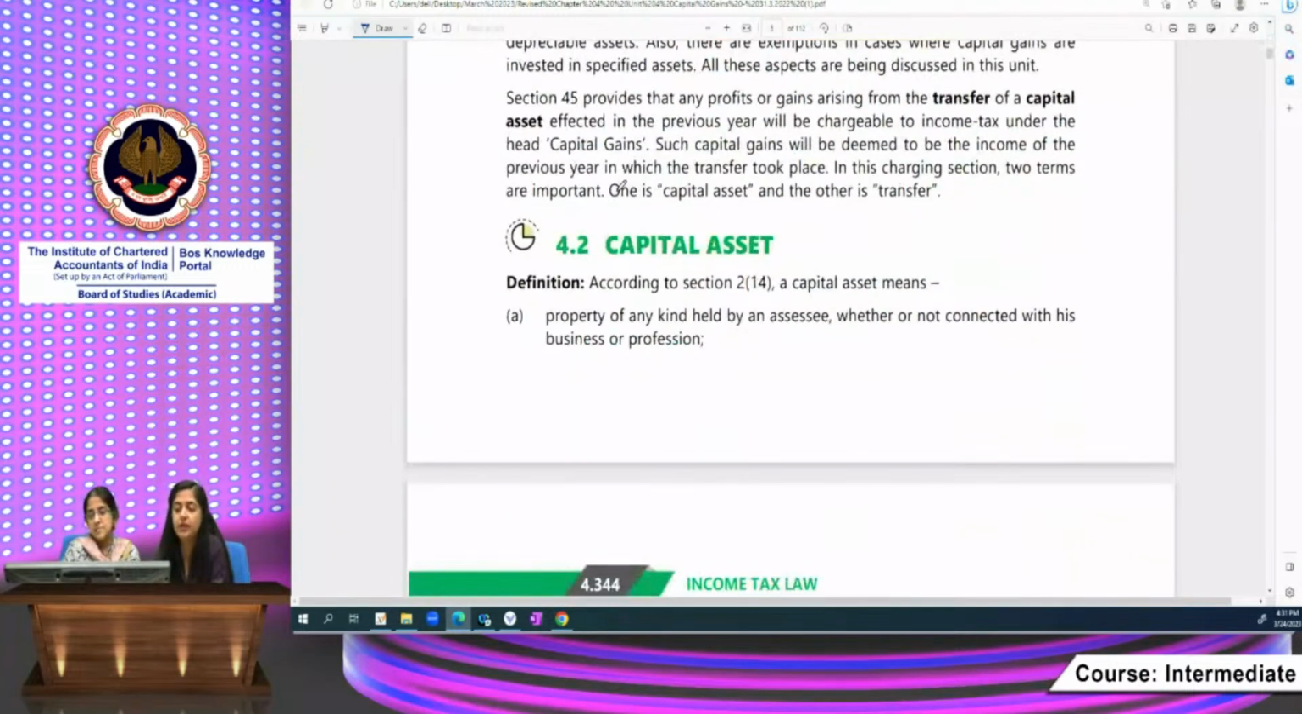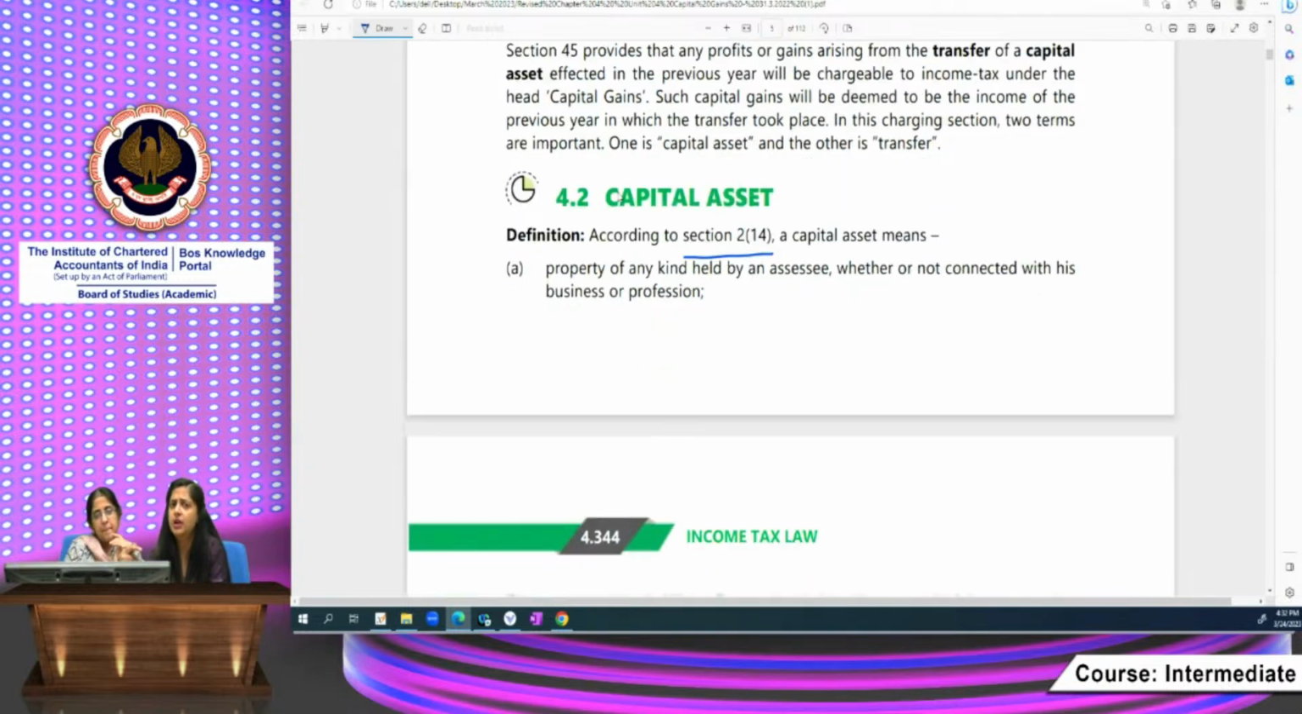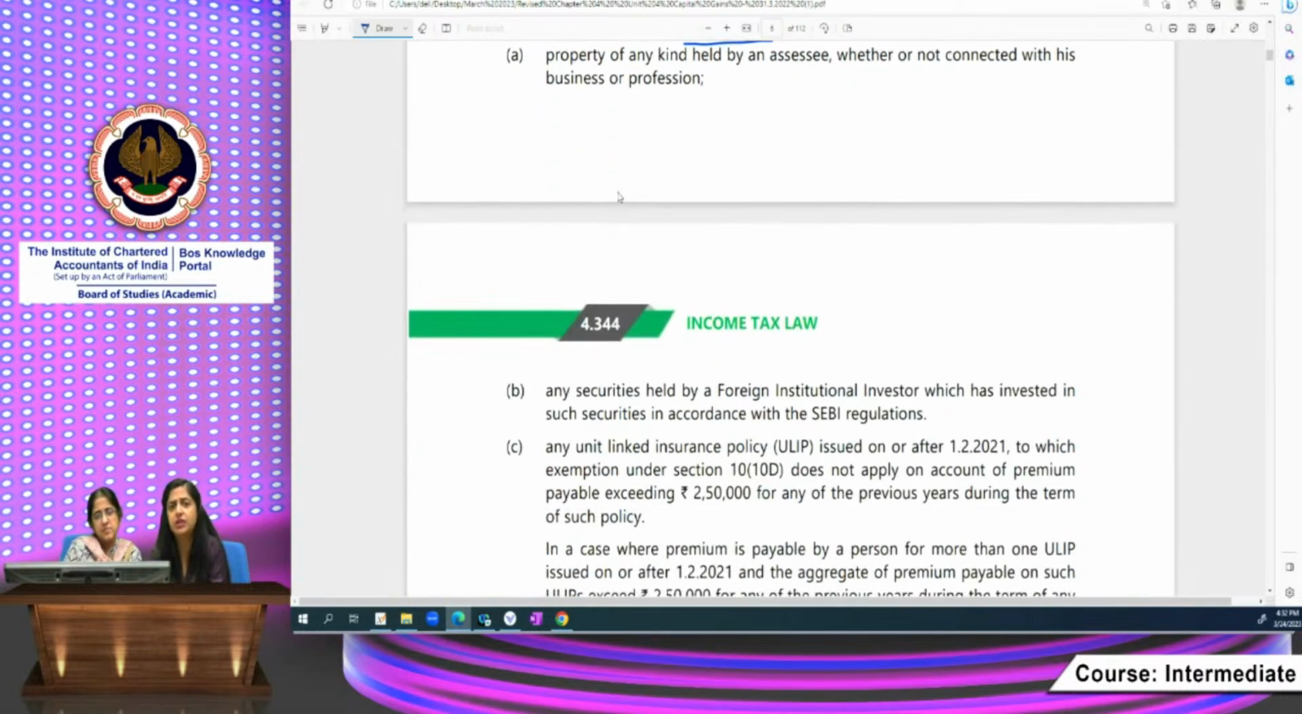What is the meaning of capital asset? What are the assets which qualify to be a capital asset? The definition is under section 2(14). A capital asset means any kind of property, whether or not connected with the business or profession. It means if I have any building, then it's my capital asset, whether I hold it in my business or profession or for my residential purpose or anything, that is a capital asset.